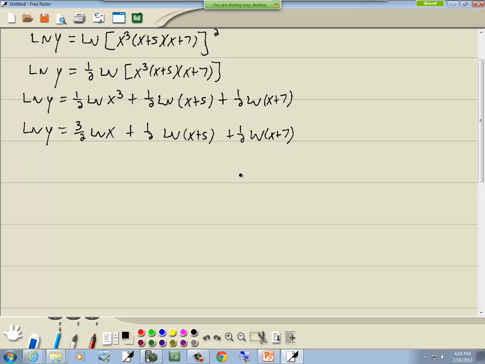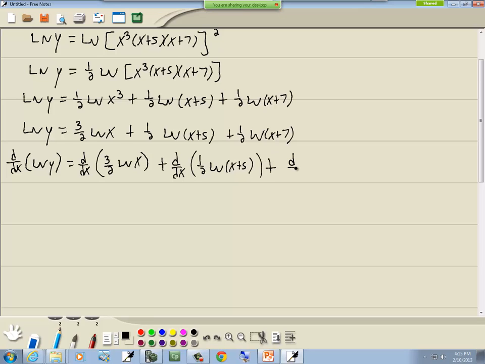And now we're ready to take derivative of everything we're sitting. So we'll take derivative with respect to x of natural log of y. We'll take the derivative with respect to x of 3/2 natural log of x. The derivative with respect to x of 1/2 natural log of x plus 5. And the derivative with respect to x of 1/2 natural log of x plus 7.